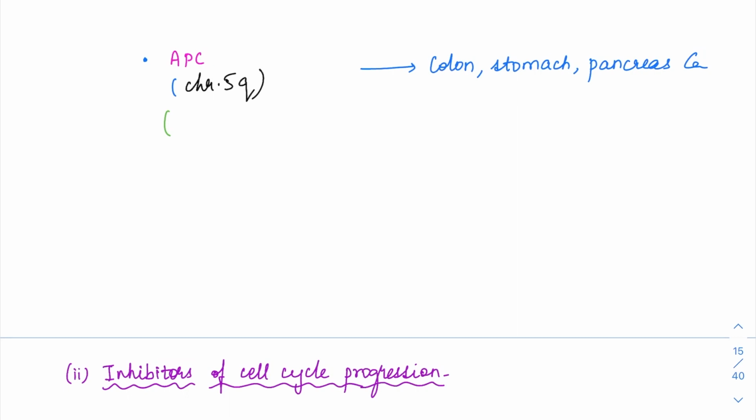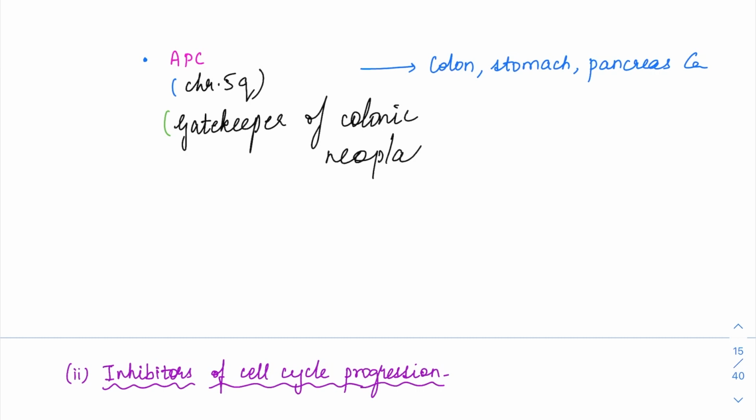Okay, so this APC gene is a tumor suppressor gene, and it is called the gatekeeper of colonic neoplasia. So this is the main gene. If this gene is mutated, it is going to lead to colonic neoplasms. This APC gene is associated with the beta-catenin pathway also. So when APC is mutated, beta-catenin is again a main part of the colonic neoplasms.